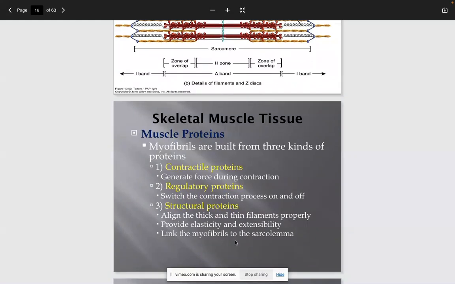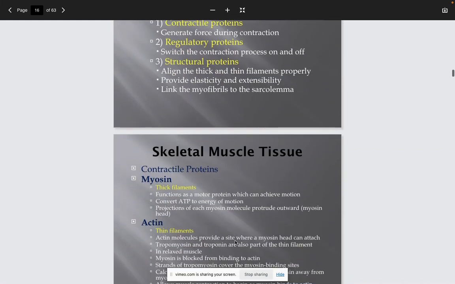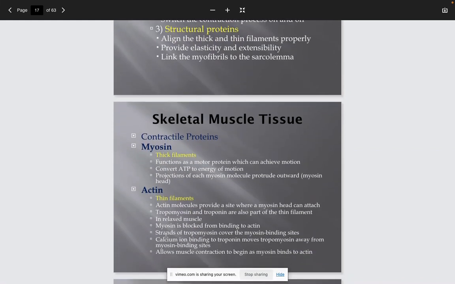Muscle proteins: myofibrils are built from three kinds of different proteins: contractile, regulatory, and structural proteins. Contractile proteins generate force during contractions, regulatory proteins switch the contraction process on and off, and structural proteins link the myofibrils to the sarcolemma. I'm not really concerned about this slide. What I am concerned about is these two contractile proteins, myosin and actin. Okay, I'm concerned about these two. This is test question worthy.